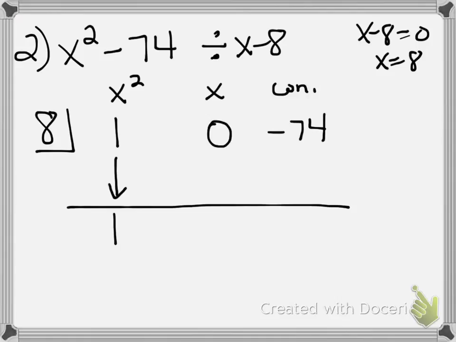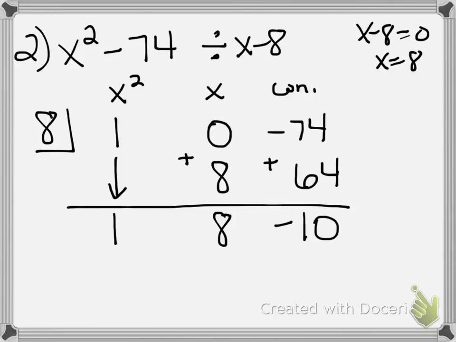I bring down my 1. And 8 times 1 is 8. 0 plus 8 is 8. 8 times 8 is 64. Negative 74 plus 64 is negative 10. Remember that this is always your remainder. Okay? So we have a remainder of negative 10.